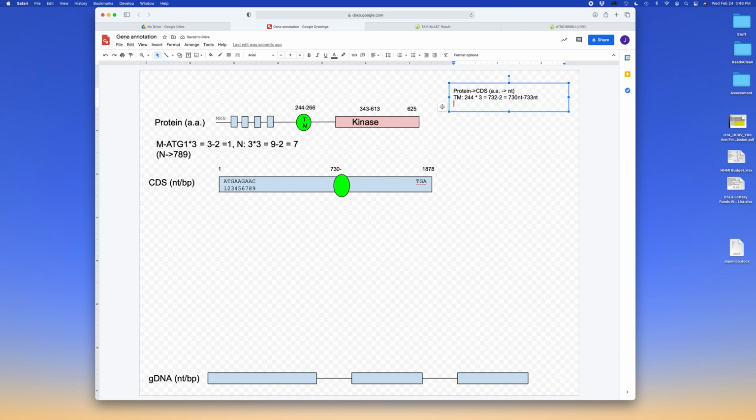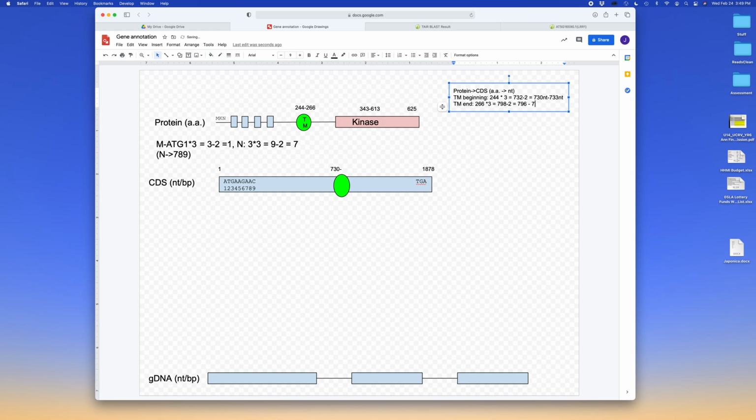This is the TM start, and then the TM end. Let's do the beginning, and the end, of course, is the same thing. 266 times 3 equals 798. Minus 2 equals 796.